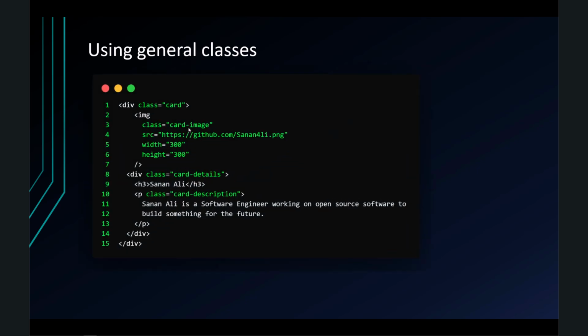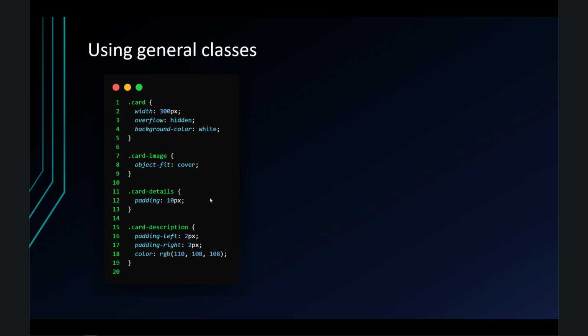So what we do, we stop using the team member, we stop using the blog post, we generalize the classes with the card. So let's say we have a div now with the class card, we have card image instead of the team member image, instead of the blog post image, we have the card image. And we have a div with the card details, we have a description, card description. So now we have CSS for that, and instead of using the team member, we have used the card, same for the image and details and description as well.